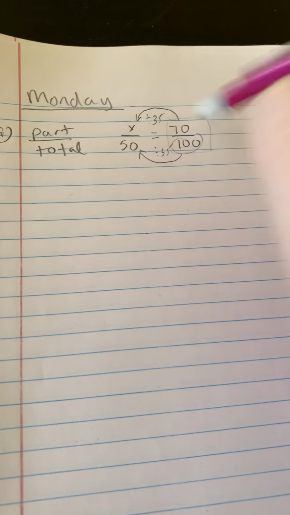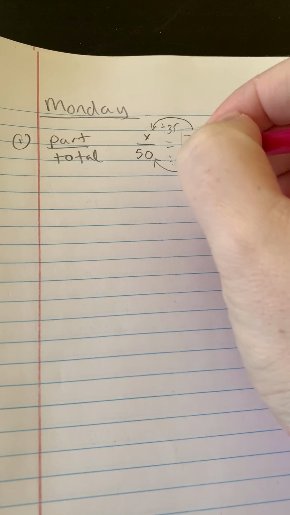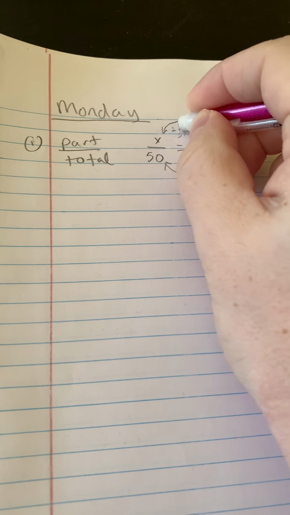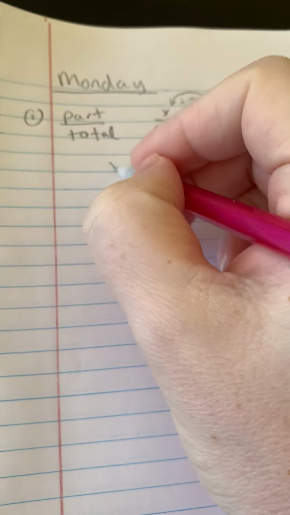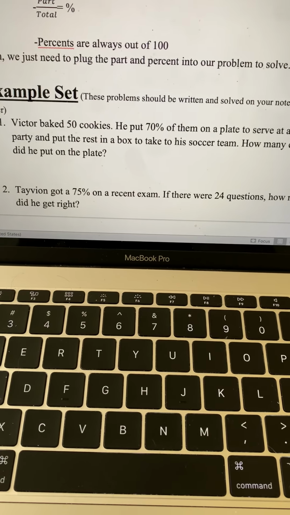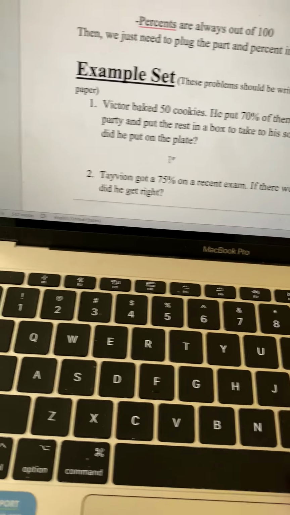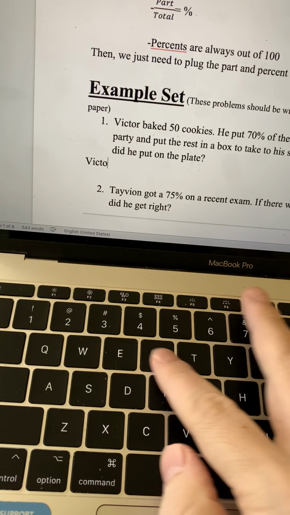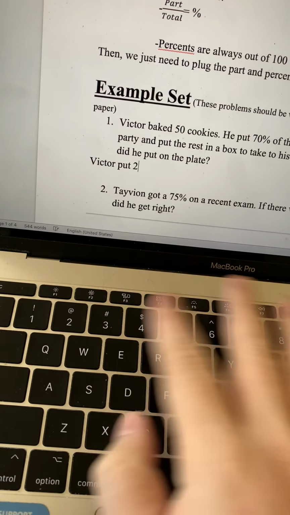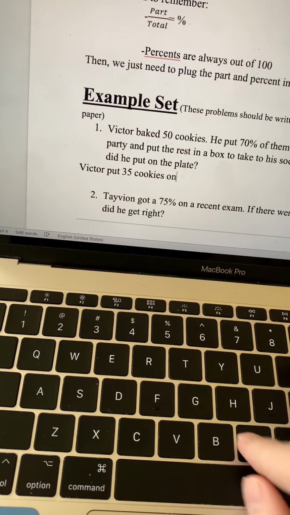I'm going to divide by 2. 100 divided by 2. So 70 divided by 2 gives me the answer of X equals 35. I'm going to go back and check the question. It says how many cookies did he put on the plate? So I'll type in my answer. Victor put 35 cookies on the plate.